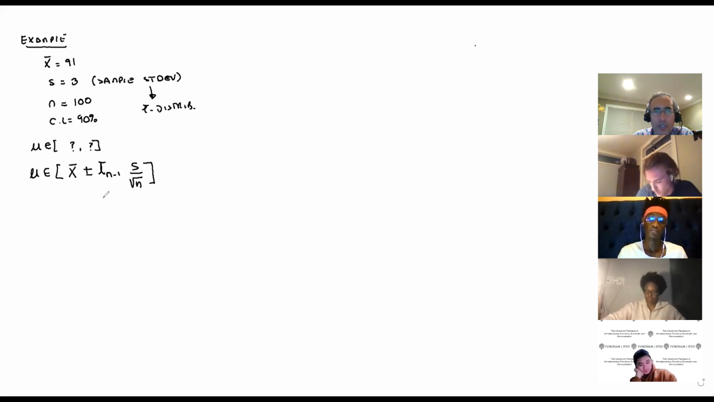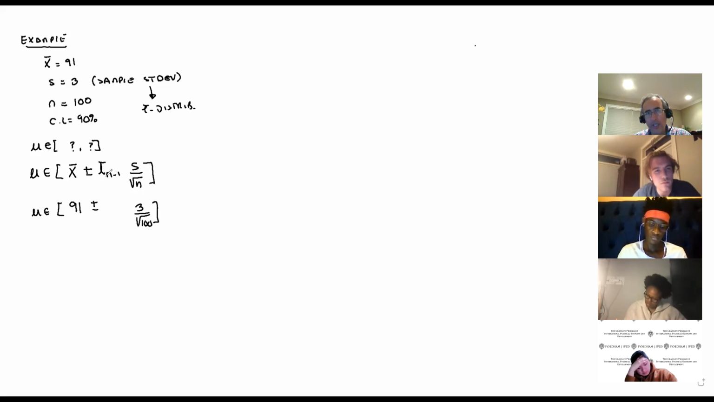Yep, perfect. So I know what x bar is. X bar is equal to 91 plus minus, I know s, 3 over the square root of 100, that is 10. And the only value that I need to find here is the t with n minus 1 degrees of freedom. Agree? And for that, I need to know that I have a 90% confidence level.